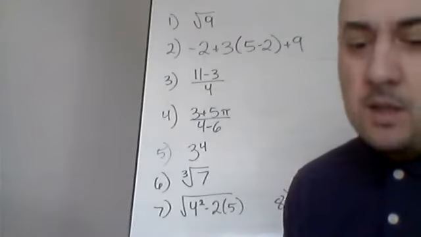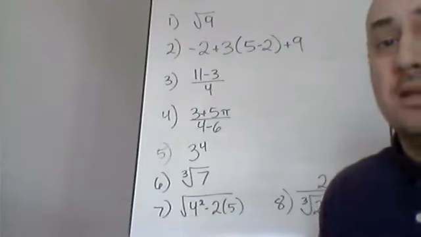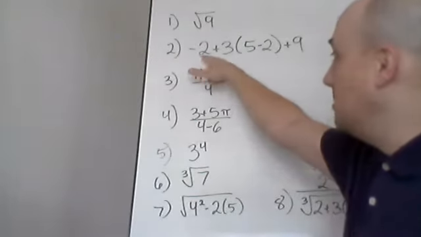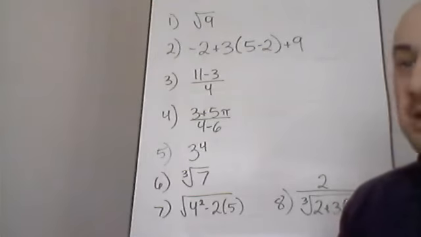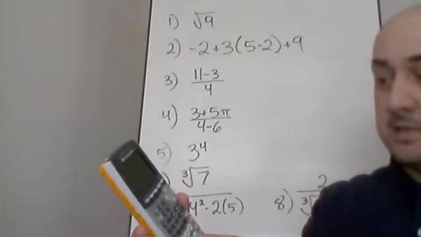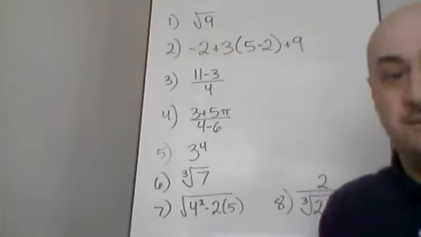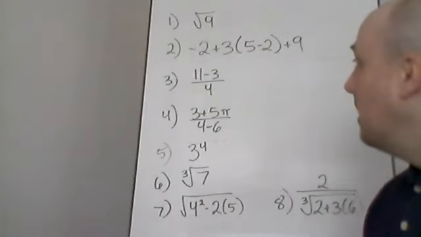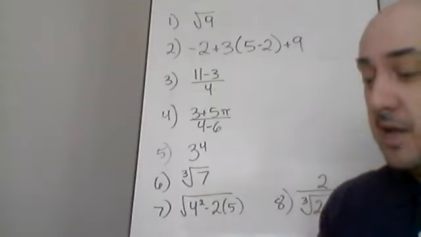Now we're going to do something practicing editing. Sometimes, especially when we type in a lengthier calculation, like the one in number 2 up here, -2 plus 3 times parentheses 5 minus 2 plus 9, sometimes when we type in something lengthy like that, we make a mistake. I know my fingers are kind of big, so sometimes I try to hit a 5, but I hit the 5 and the 4 at the same time, and then it puts a 54 there instead of just a 5. So we're going to talk about how to fix something if you make a mistake typing things in.